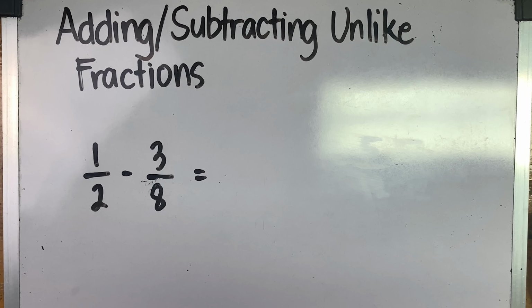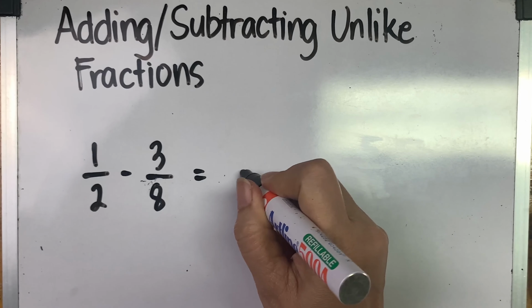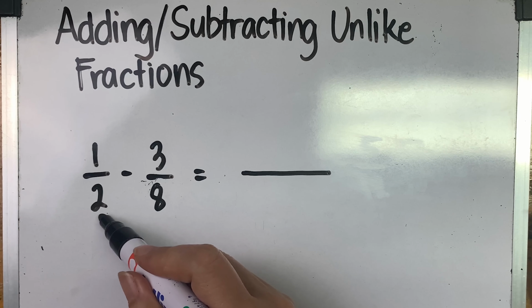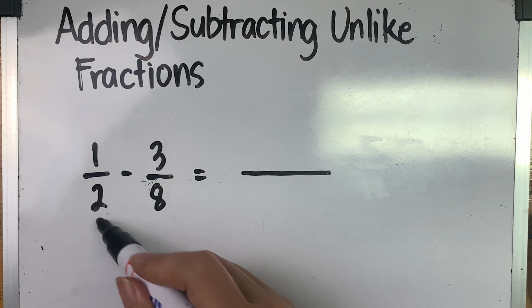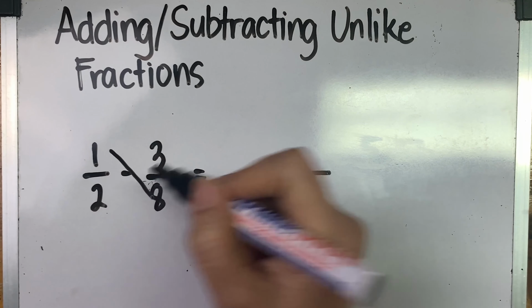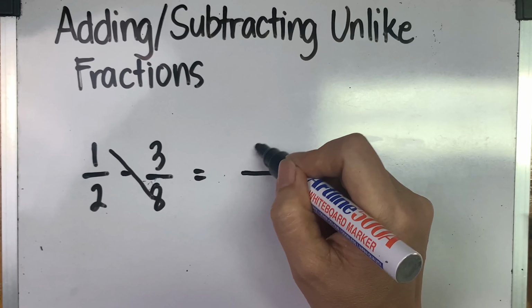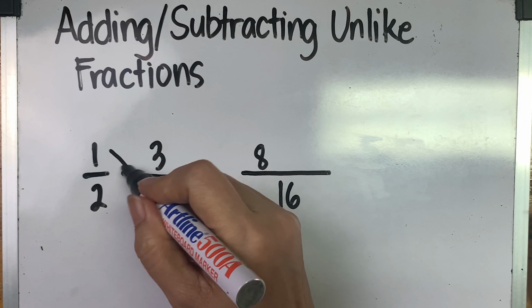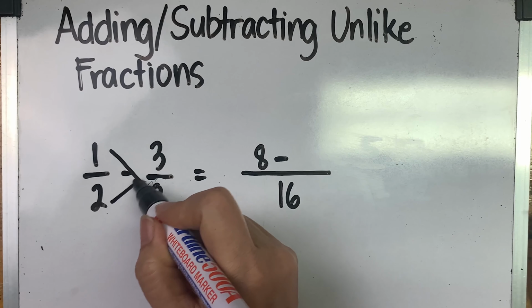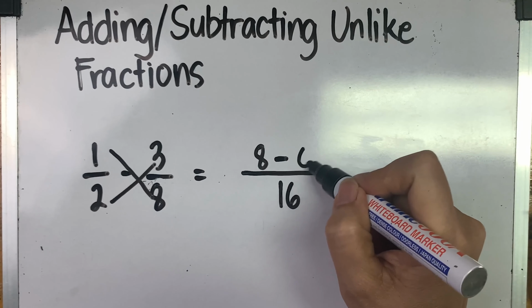Okay, for our last example, 1 over 2 minus 3 over 8. Same method that we did for addition. So we multiply the two denominators. 2 times 8 gives us 16. And then we cross multiply these again. So 1 times 8 is 8. Whatever is the sign there, we write it here. And then 2 times 3 is 6.